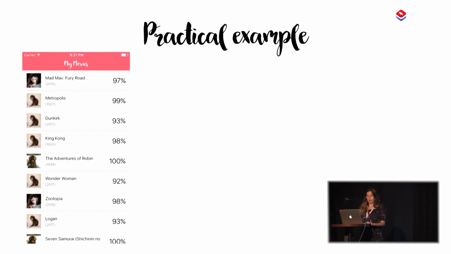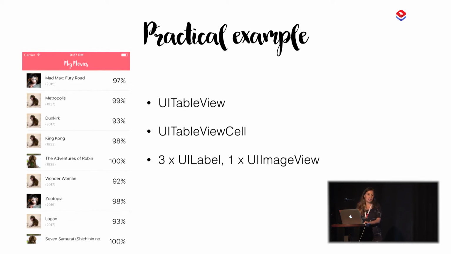So here is an example. This is a simple app that I made. It displays a list of movies and their ratings. The data was harvested from Rotten Tomatoes, stored locally in the device. Obviously, the icons are fake. I mean, this app is nothing special. It's just a table view full of table view cells. Each cell has 3 labels and 1 image view. And the labels have computed width to accommodate the size of text.